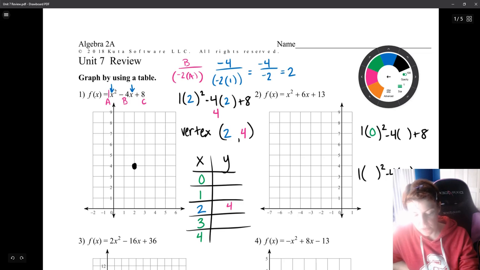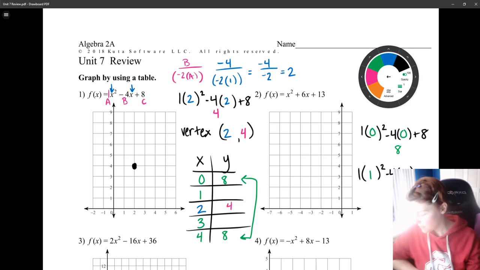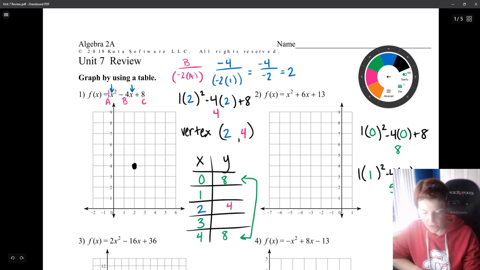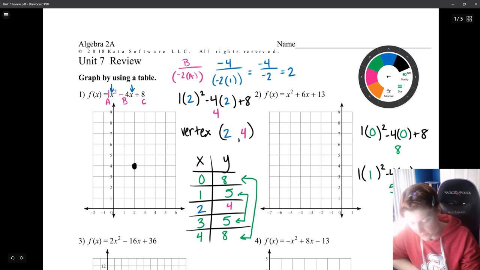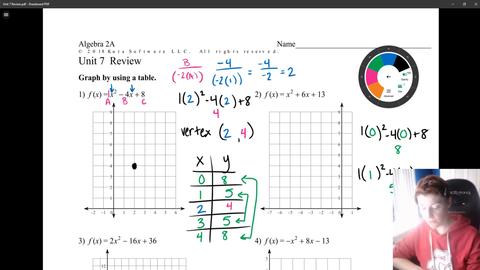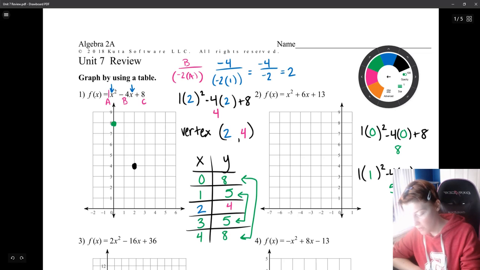I'm going to use 0 for my first one, and when I plug that in, I get 8. And remember, these two reflect. I'm going to plug 1 in for the second one. I get 5 for that. Remember, these two reflect as well. So then we plot our points. So my points 0, 8, 1, 5, 2, 4, 3, 5, and 4, 8 create our graph.